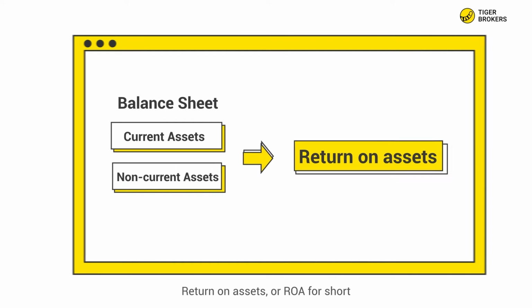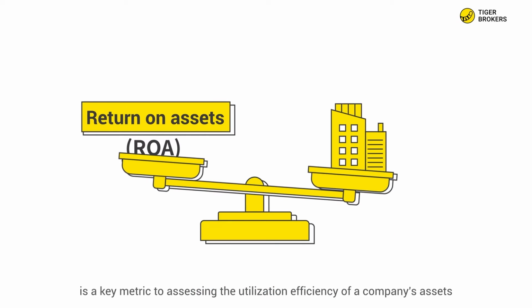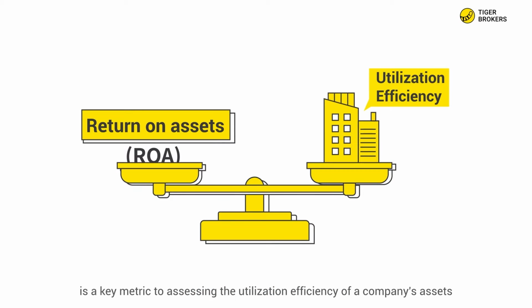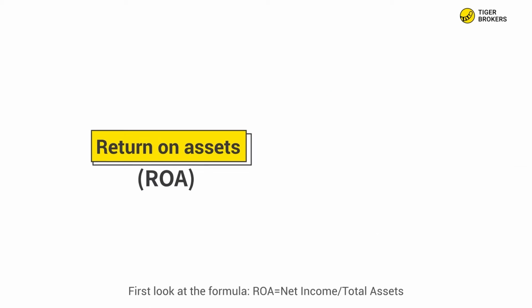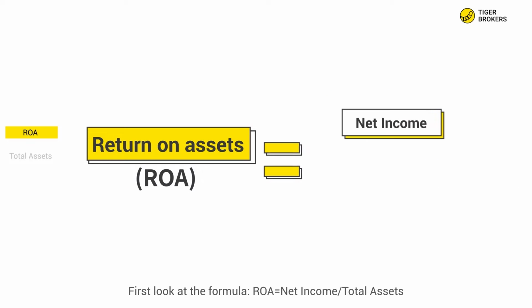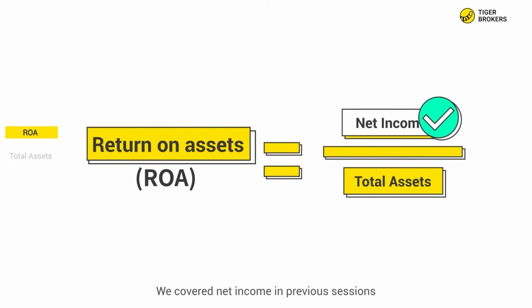Return on assets, or ROA for short, is a key metric to assessing the utilization efficiency of a company's assets and is very useful for our investment decisions. First, look at the formula. ROA equals net income divided by total assets. We covered net income in previous sessions.